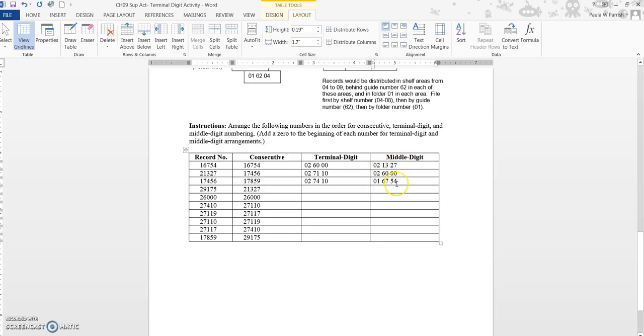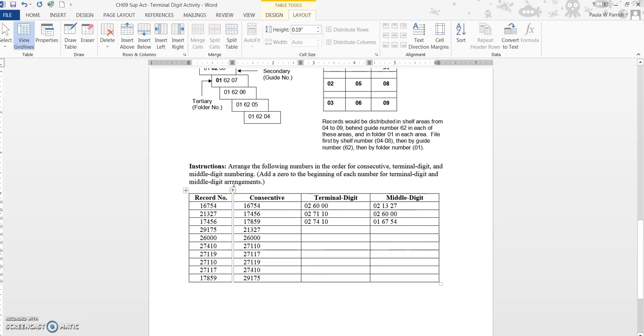digits may not fall into place, we're only looking at the middle digits on each of these from lowest to highest. Same thing for terminal. We're only looking at the last 2 digits, lowest to highest. We don't really worry about any other part of the number. But you do have to make sure you put a 0 in front for these 2, and you have to put a space in between to break the numbers up so that you can clearly see what the terminal digit is and what the middle digit is.